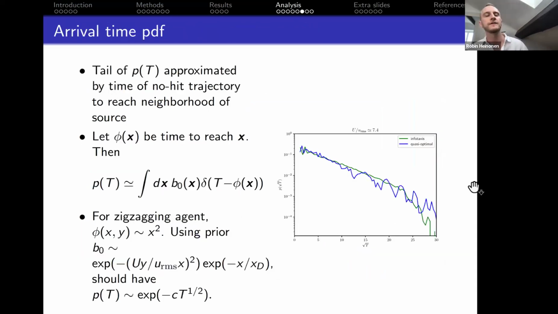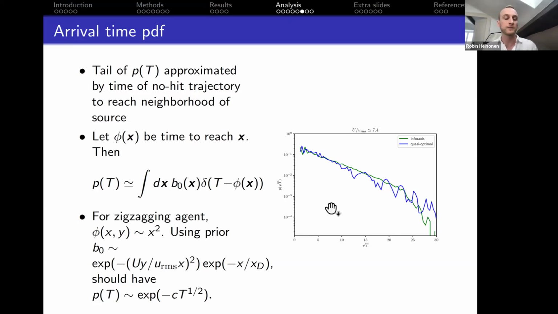As a final thing you can get from the low information limit, under this limit the time of arrival is approximately the time that it takes a no-hit trajectory to reach a neighborhood of the source. And we can then get an estimate of the arrival time PDF as the following integral, which simply expresses that fact. We would just plug in our expression for the likelihood and the diffusive scaling, which we've already derived. And we get this characteristic stretched exponential form with exponent 1/2.